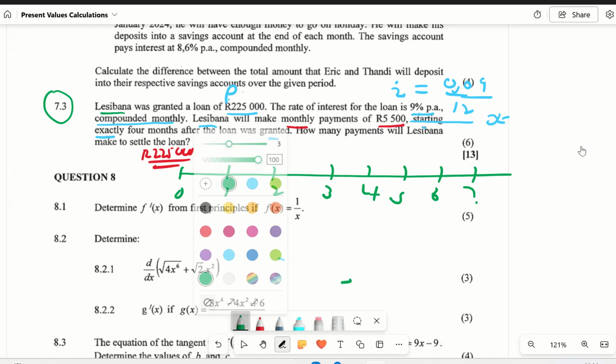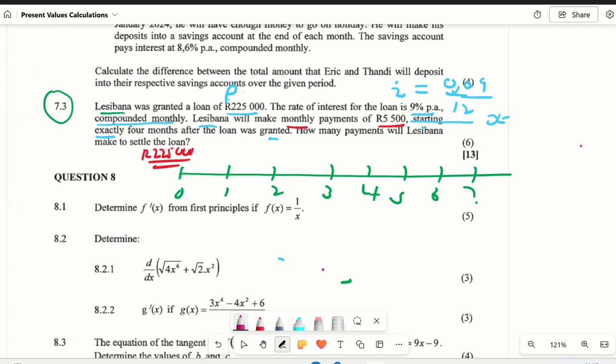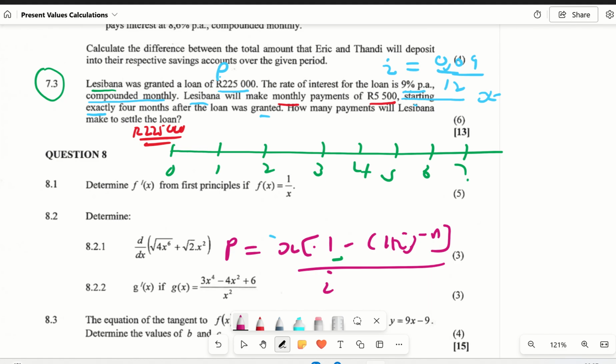Normally, according to our present value formula, this formula is made on the assumption that a period after making the loan, the person makes their regular payments, be it monthly or quarterly, whatever it is. So here, they say that this guy will make monthly installment payments of 5,500 starting exactly 4 months after the loan. So this guy will make his first installment 4 months after the loan.